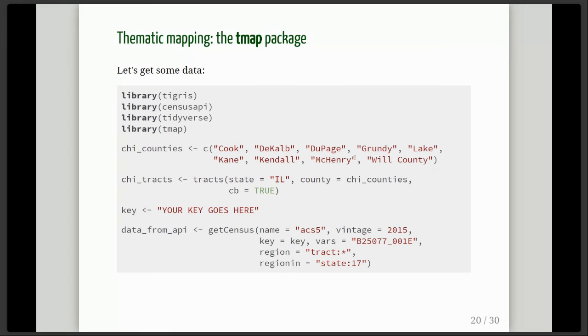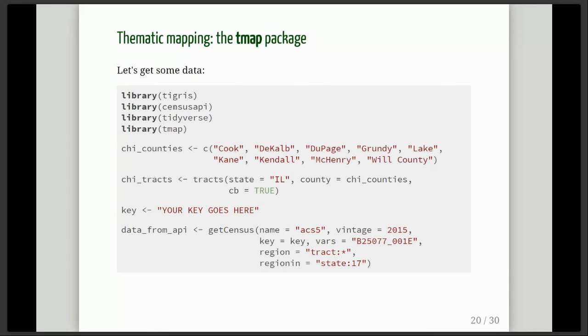And so the Census API package will use that. We'll use the get_census function to get some data. And what we're trying to get here, we're making a map of median home values for owner-occupied homes in the Chicago metropolitan area. Now, the Chicago metro area is larger than just Illinois, but just to keep things simple, we're going to focus on the counties in the Chicago area that are in Illinois.